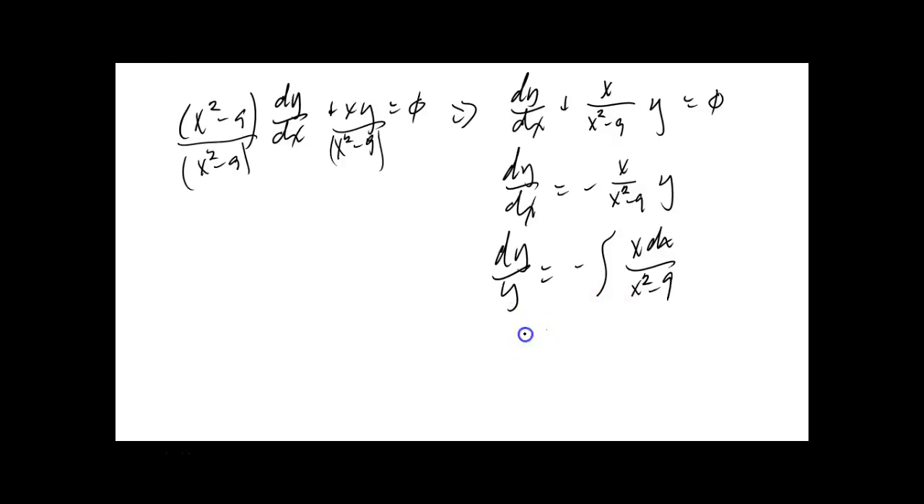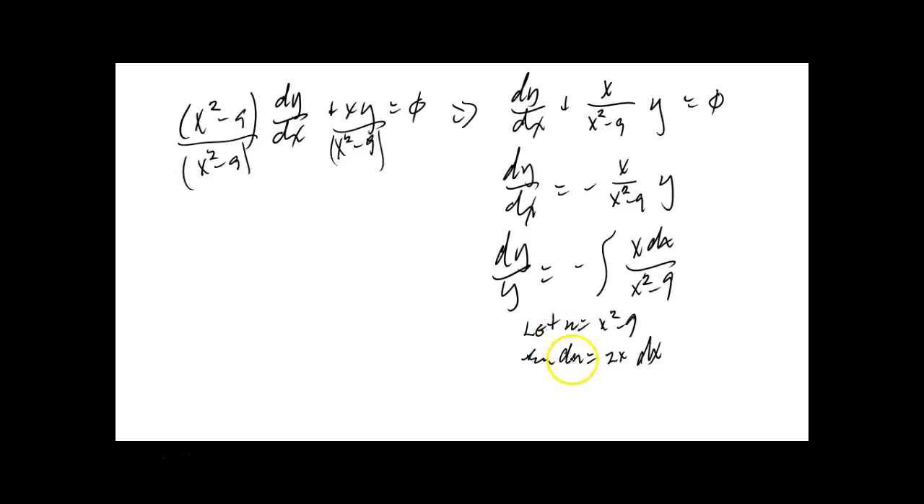And as you said, let u equal x squared minus 9, then du is equal to 2x dx, okay? And du over 2 is equal to x dx. Okay, so now we have, let's go on and integrate, well, okay, we'll leave it for now. dy over y is equal to minus 1/2 the integral of du over u.